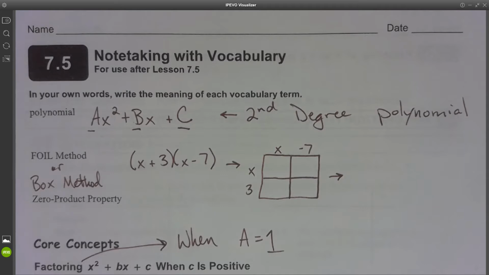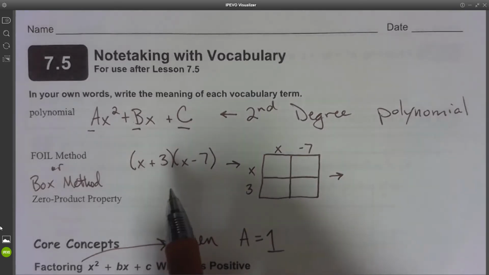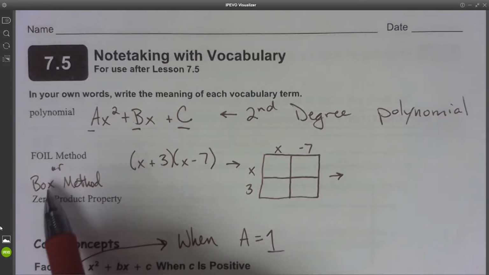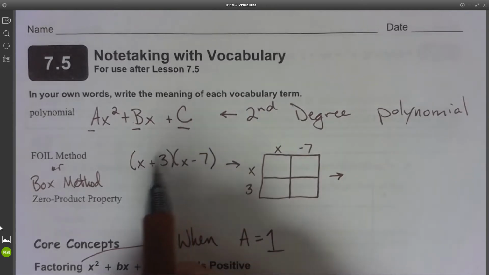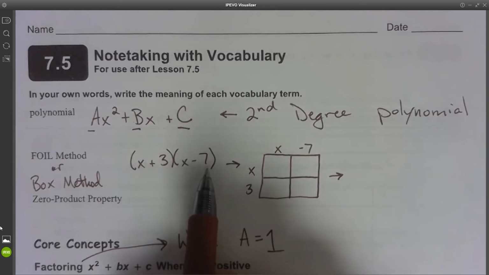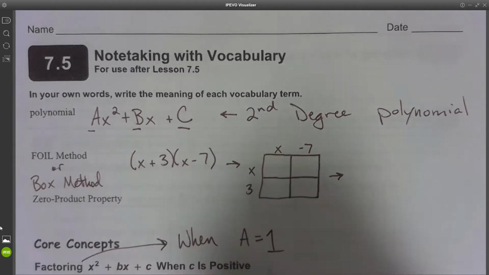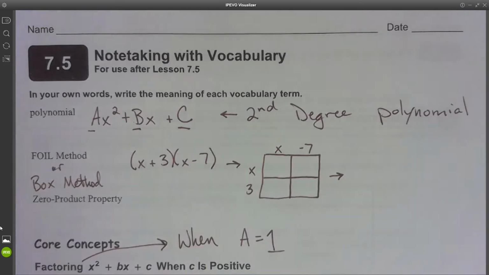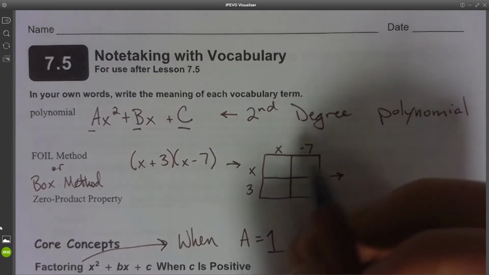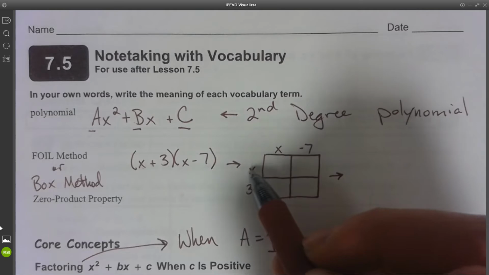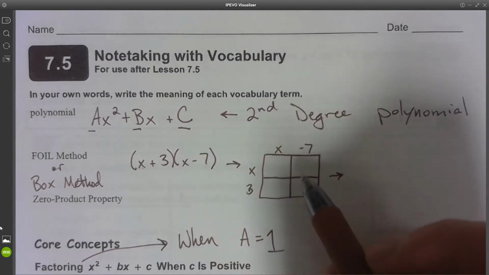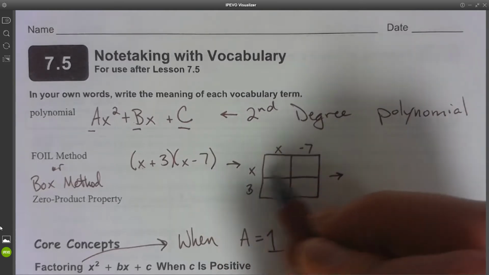But before we get into factoring, let's revisit what we know about simplifying or multiplying binomials. So you either use the FOIL method or the box method to multiply these two binomials, making sure that we can multiply each term in the first binomial by both terms in the second binomial. So I use the box method most of the time. So I'd put x and 3 on one side and x and -7 on the other, and then multiply in.